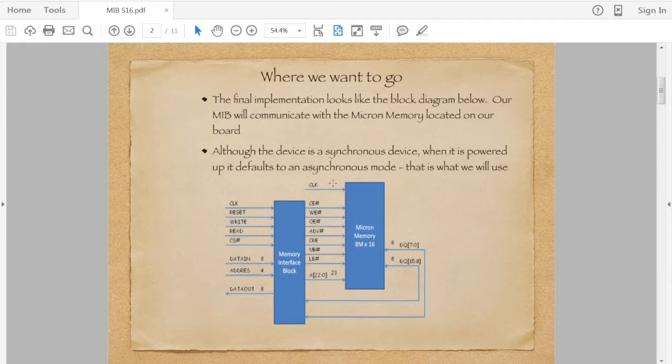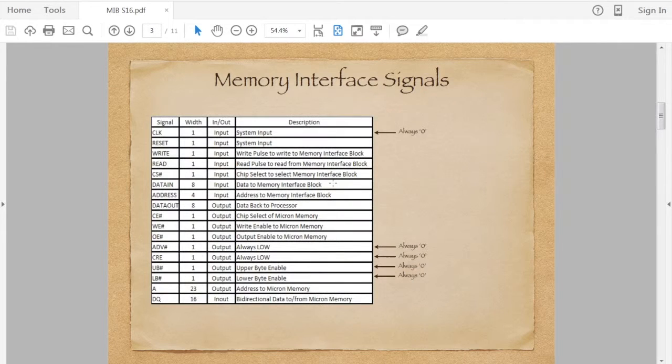Now, the design is not too complicated. We've gone over it in class. First, we have to keep in mind the interface signals that need to be supplied to the memory device itself. So it's a synchronous memory, but we're not using it in a synchronous mode. So you need to source the clock leaving our FPGA going to the memory and tie it to 0 inside of our design. When I say always 0, you want an output signal from our FPGA that's held at a constant 0.